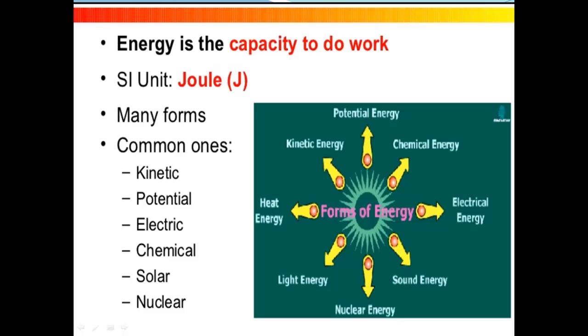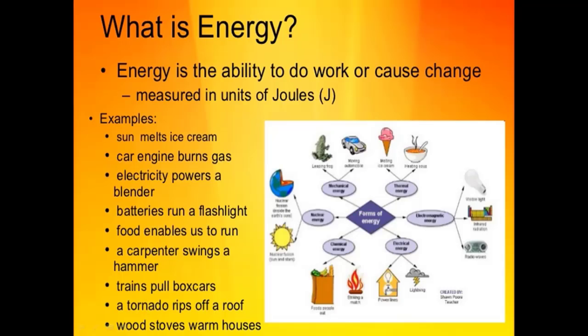So it is kinetic energy, potential energy, chemical energy, electrical energy, sound energy, nuclear energy, light energy and heat energy. Heat energy, you can also say, is thermal energy, and light energy, you can say, is solar energy. So these are all the different forms of energy. Let's talk one by one about the different forms of energy here.